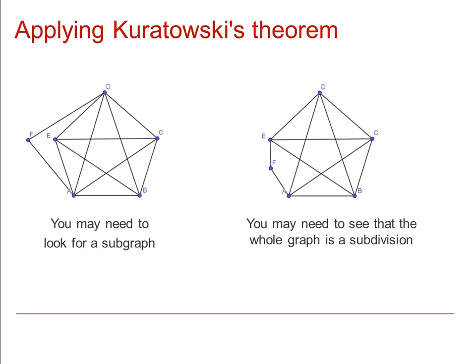Here are two quite straightforward examples. In the first one, we can see that if we ignore F, then what we're left with is K5. So K5, being a subgraph of the graph G, means that this is non-planar. Also, we can see that in the second diagram we've got a subdivision. Again, ignoring F, then from A to E, that would give us a graph which is a subdivision of K5.